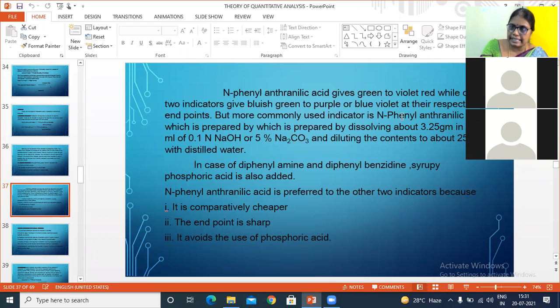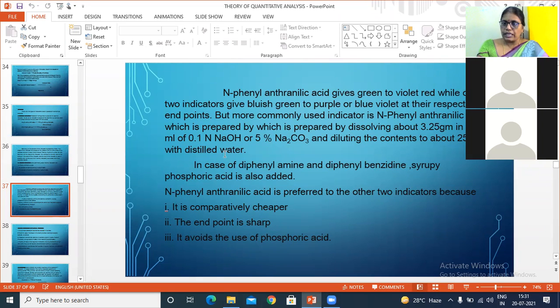If we use an indicator for dichromatic titration, that is the end point. Based on the compound used as a reducing agent, the more commonly used indicator is N-phenyl anthranilic acid, which is prepared by dissolving about 3.25 grams in 12 ml of 0.1 N sodium hydroxide.